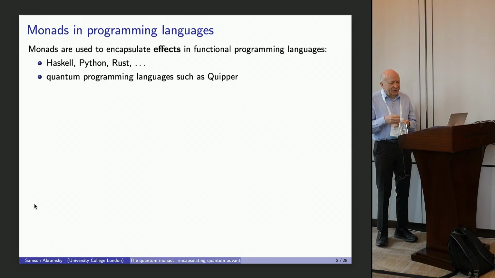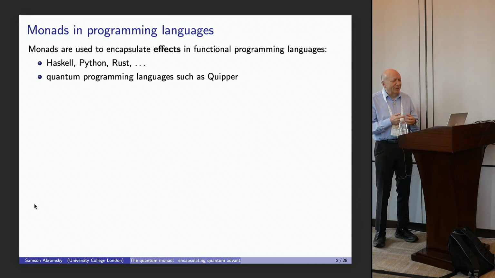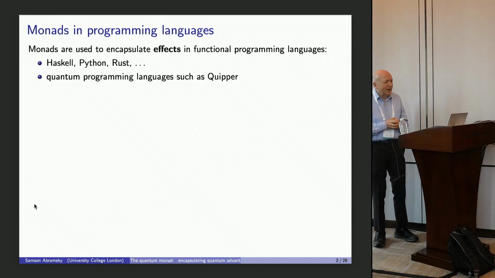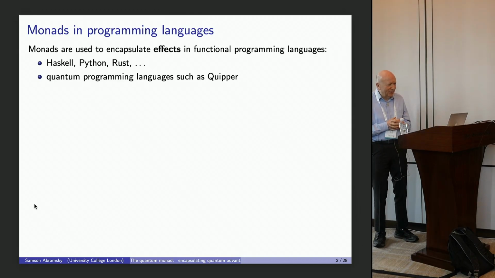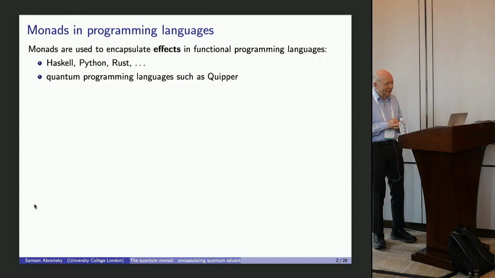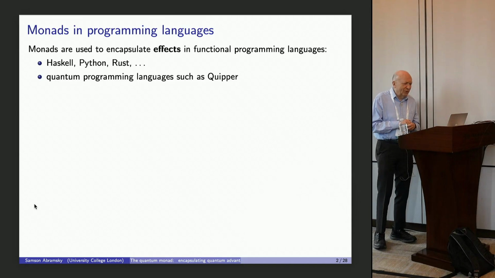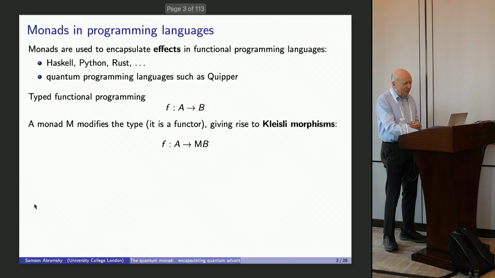It was first introduced into the programming world by Eugenio Moggi in the semantics of programming languages, but then it was incorporated as a major feature of the Haskell programming language and has been very influential since then. So we find monads in Python, and although I'm no expert in Rust, I understand that monads also appear there, and it's quite a widespread idea by now. And we also find it in quantum programming languages such as Quipper. So monads are used to encapsulate effects, particularly in functional programming languages.